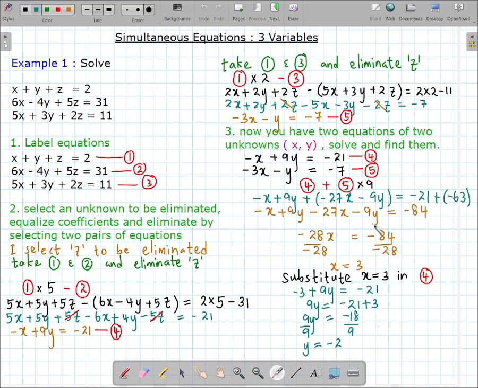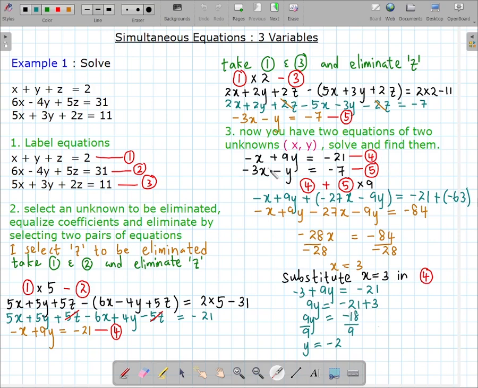Then plus 9y minus 9y get cancelled. Minus x minus 27x, that is minus 28x, equals minus 84. Then divide both sides by minus 28. Then 28 gets cancelled. x remains. Minus 84 divided by minus 28, that is 3. Then I'm going to substitute x equals 3 in equation 4.